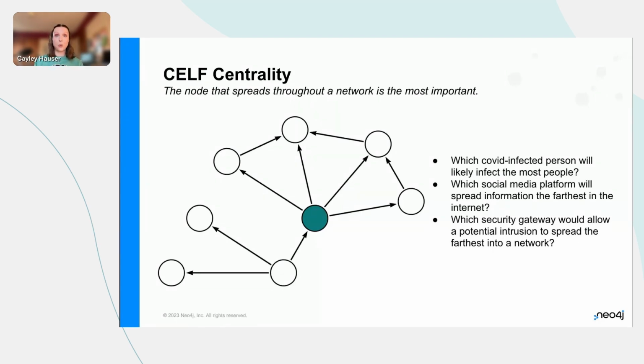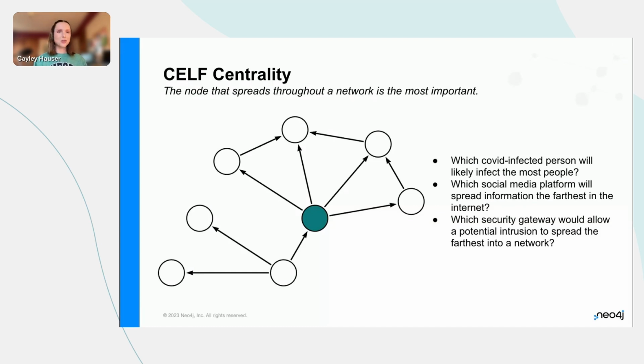Let's go back to that use case at the beginning. Which security gateway would allow a potential intrusion to spread the farthest into a network? This is all measured by this type of centrality. And now you may notice that some of these are similar questions, similar use cases, right? The exact type of centrality you use can vary, and it can be very specific to the exact kind of problem that you're interested in.